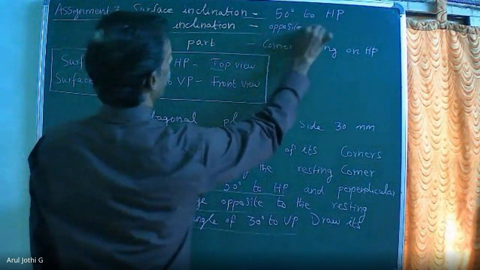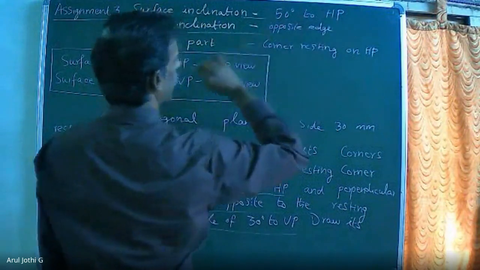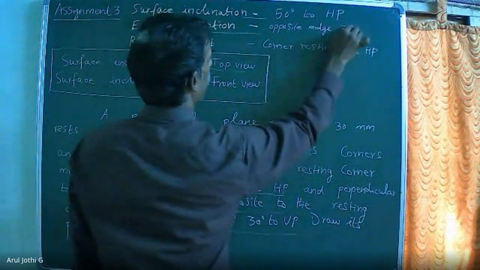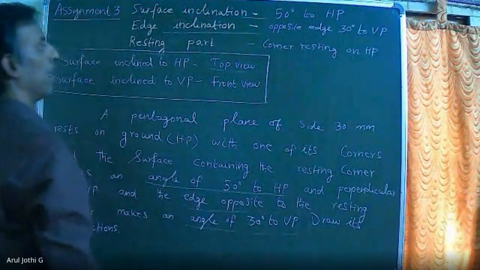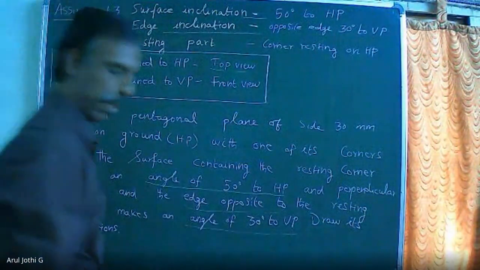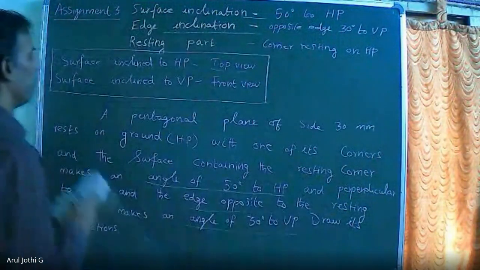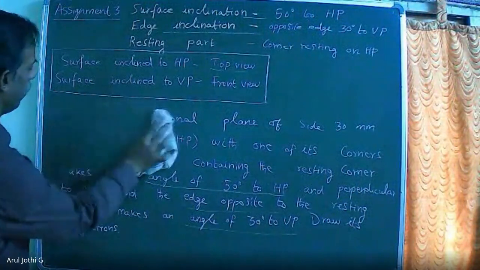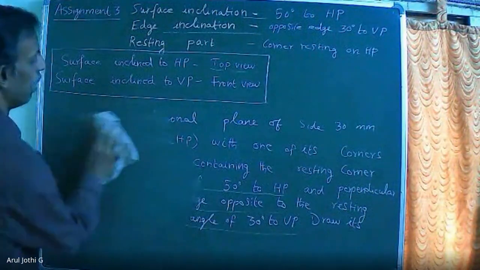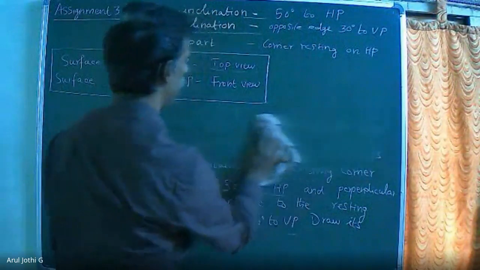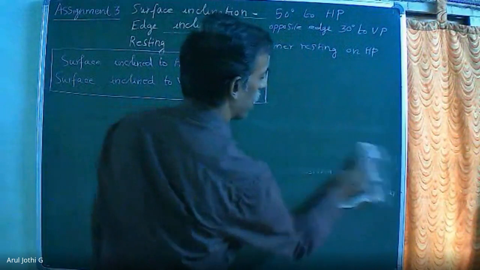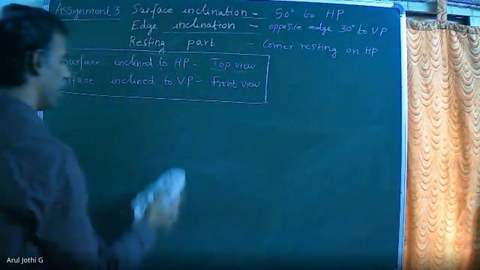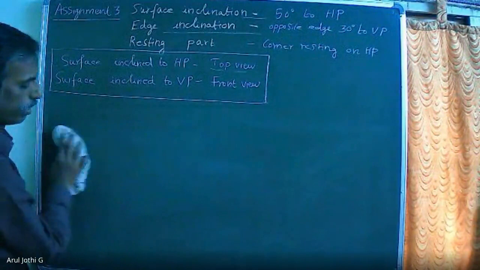So the edge opposite to the resting corner is inclined 30 degrees to VP. That is the condition given. Now the plane surface is inclined to HP. So when the plane is inclined to HP, only in the top view can you see the true shape. So we are going to assume that the plane is parallel to HP, and we are going to start with the top view.